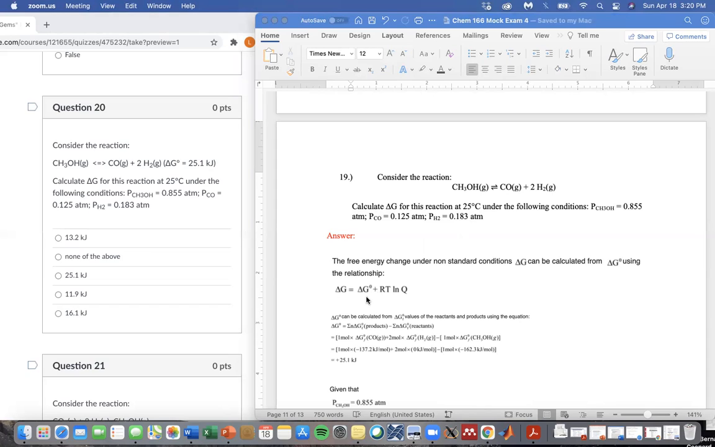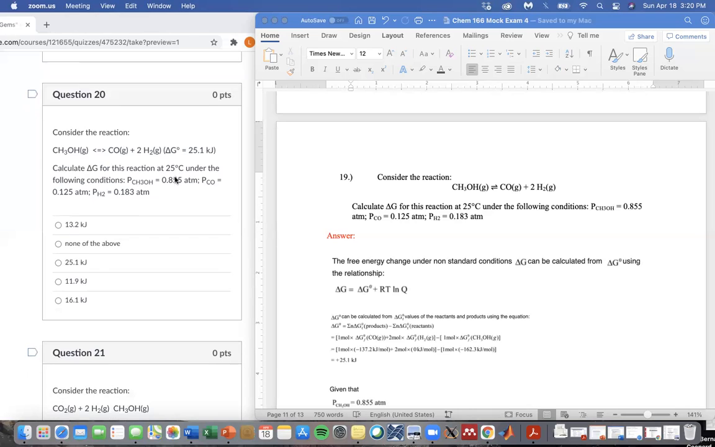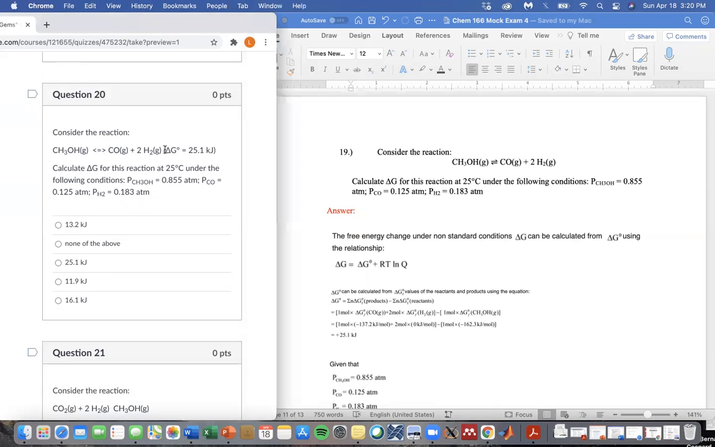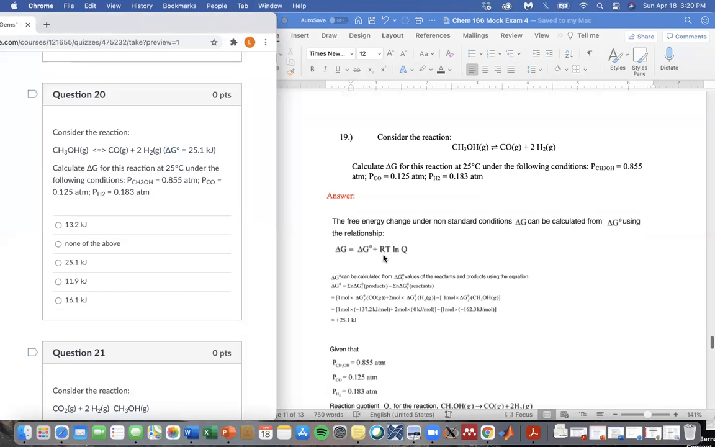But here we're not working under standard conditions, we're working under non-standard conditions. So we're going to use delta G equals delta G standard plus RT ln Q. You're already given your delta G standard, which is 25.1 kilojoules. And you also have your R value, which is the constant, 8.314.